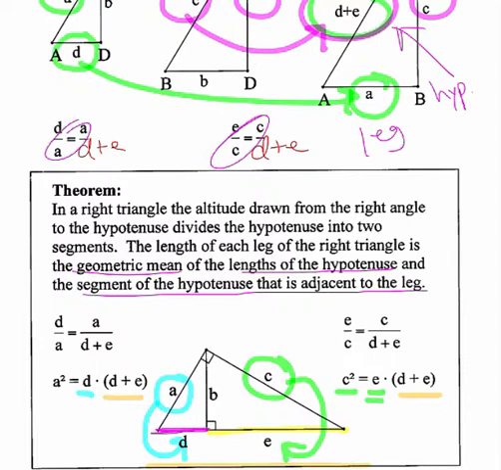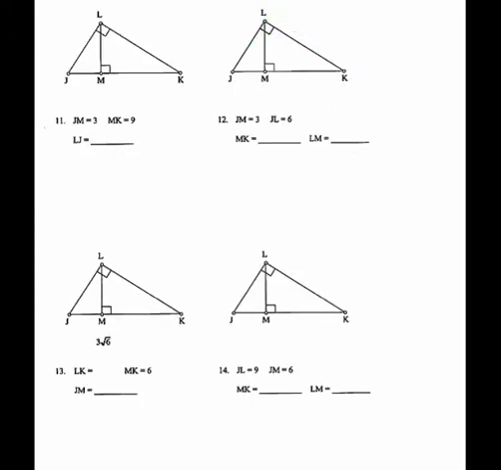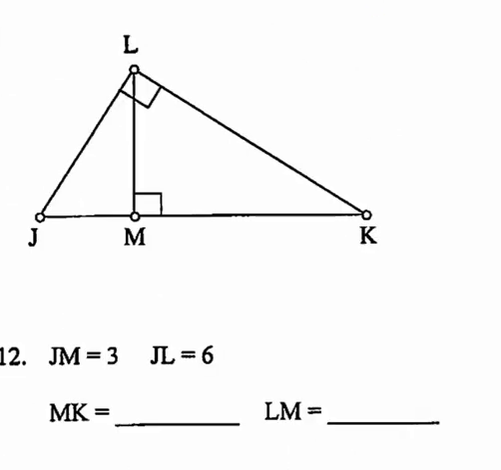Practice these examples in your workbook, and let me take you through one of them, which is on page 7 of your workbook. It's problem number 12. In problem number 12, you're given a couple numbers. It says JM is 3 and JL is 6. We're supposed to find MK, I'll call it X, and LM, I'll call that Y. Here's what the theorem says. It says the leg squared should equal the part that it touches multiplied by the entire hypotenuse.